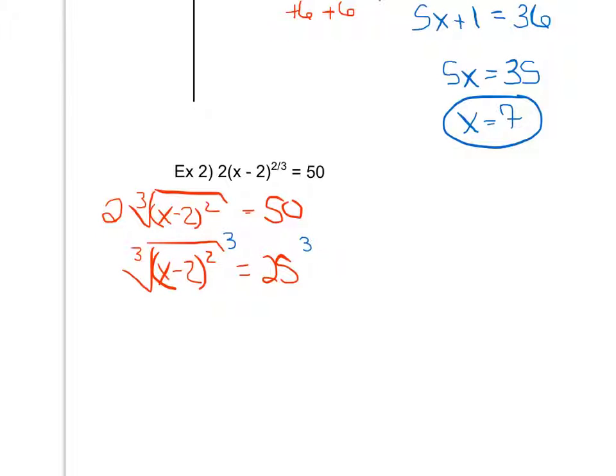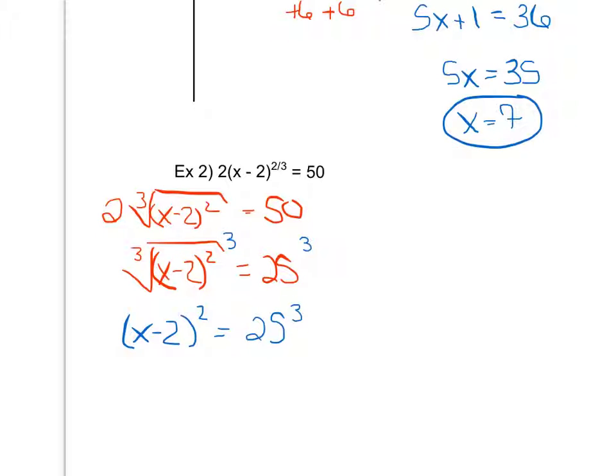They're going to cancel on the left, and I get x minus 2 squared equals 25 cubed, which is going to be a huge number. I'm going to leave it as 25 cubed right now, and I'm going to show you why in a moment.